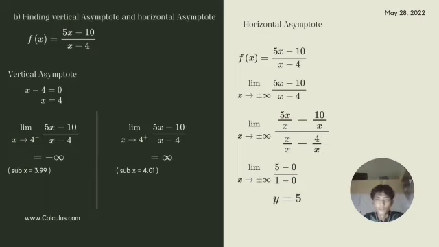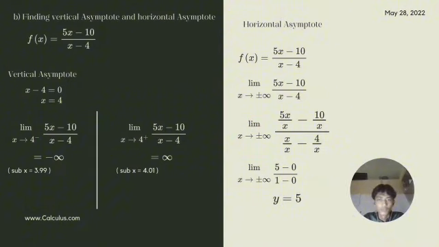For the vertical asymptote, I will take the denominator, which is x minus 4, and then find x. As we can see, x is equal to 4. To find the infinity sign, we use 3.99 for 4 negative and 4.01 for 4 positive. So we get negative infinity for 4 negative and positive infinity for 4 positive.